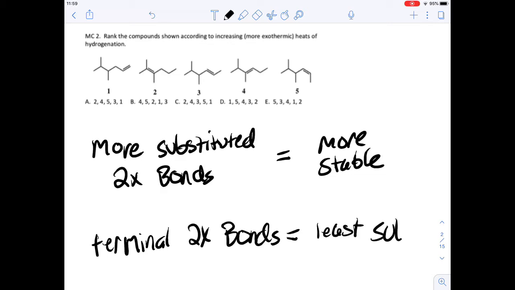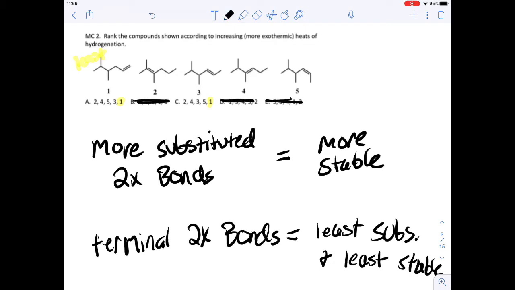Least substituted, I'm just going to abbreviate that as subs, and least stable. Okay, so number 1 is going to be our least stable. So we can look in our answer choices and eliminate anything where number 1 is not the last option. We see that A is the last one, C is the last one, and that's it. So we actually eliminate B, D, and E right off the bat.